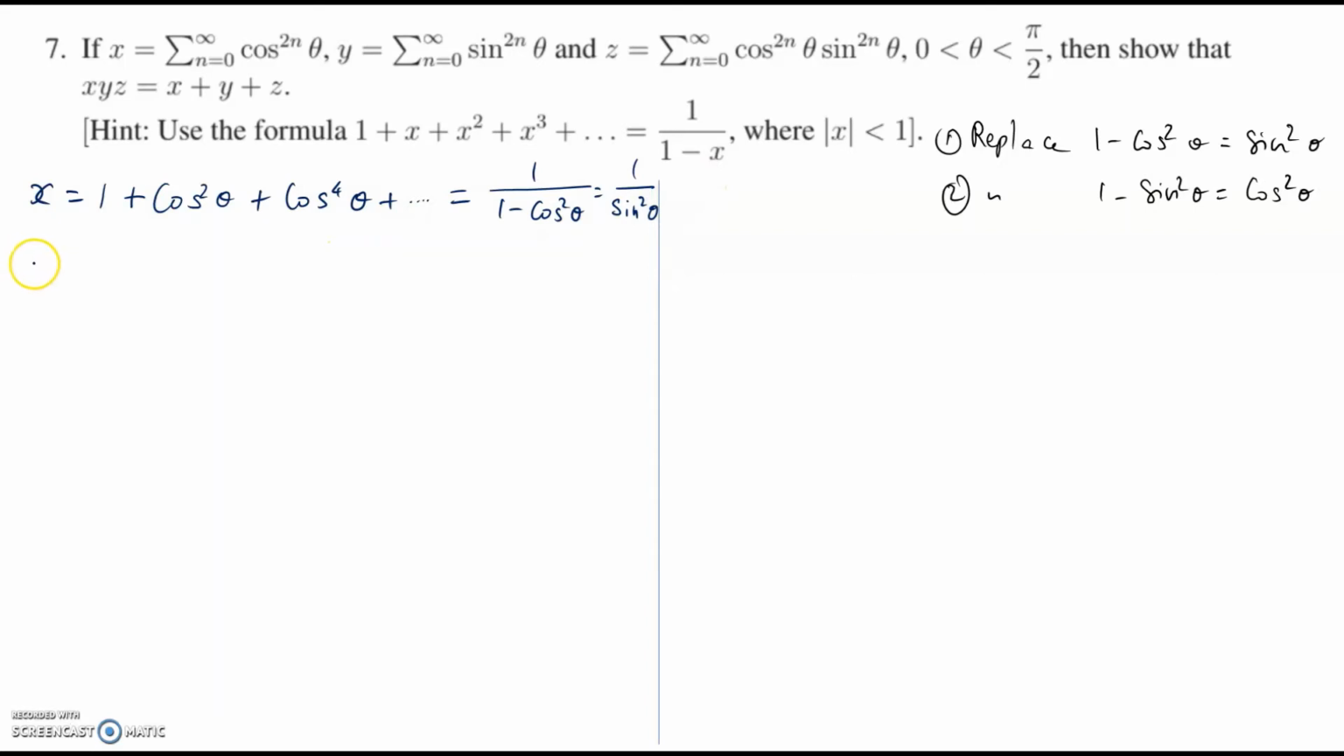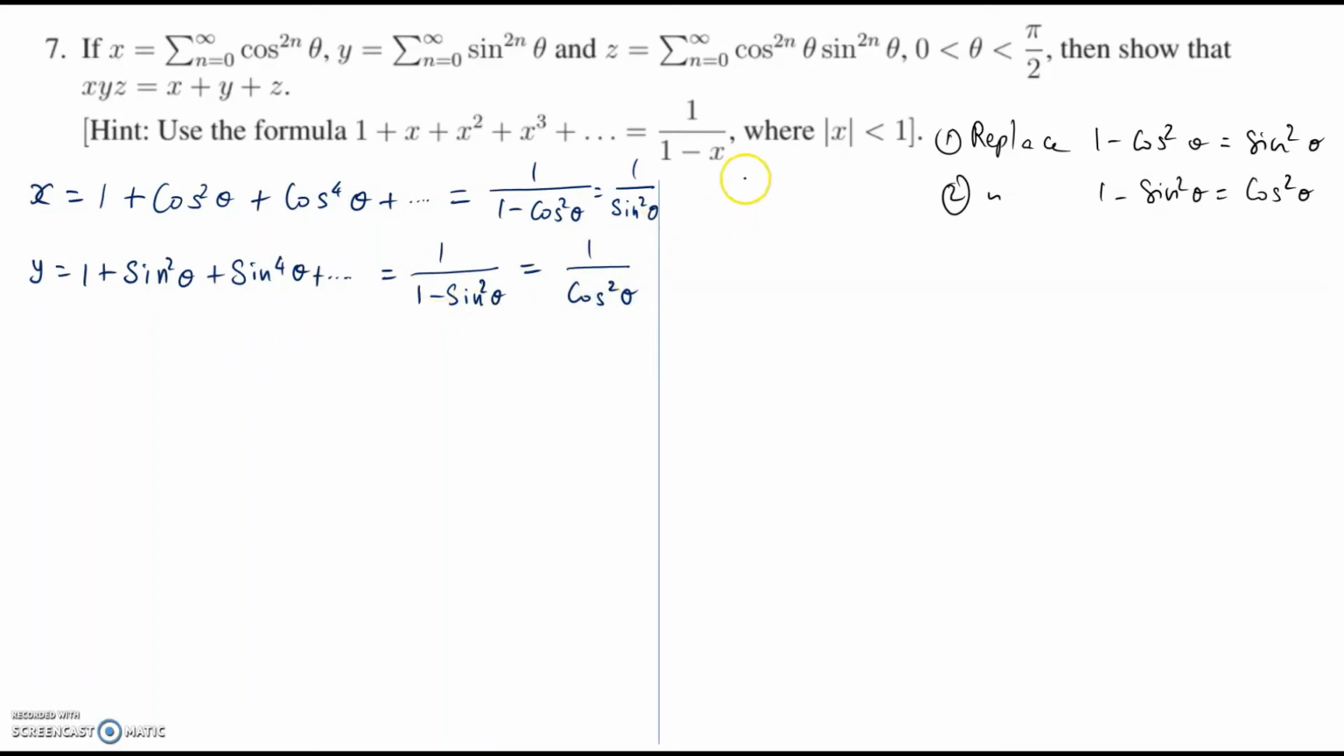Similarly, our y is equal to 1 plus, again using the same method here, it will be 1 plus sine squared theta plus sine to the power 4 theta, and so on. So this is equal to 1 by 1 minus sine squared theta, and 1 minus sine squared theta is cos squared theta, so this will be 1 by cos squared theta.